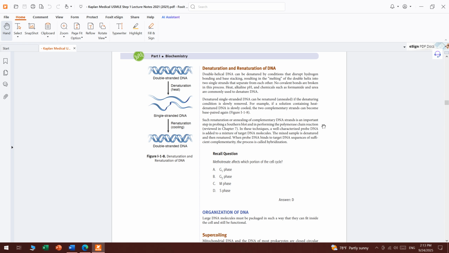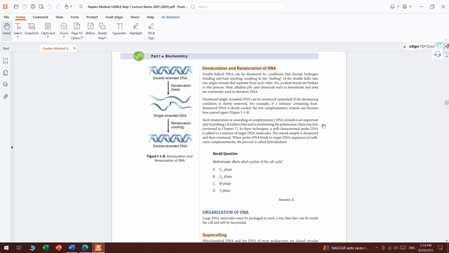This process of renaturation, or annealing of complementary DNA strands, is a fundamental principle in several important molecular biology techniques. For example, it is a crucial step in probing a Southern blot, where a labeled DNA probe binds to specific target DNA sequences on a membrane, allowing for the detection of particular genes. It is also essential in performing the polymerase chain reaction, where short DNA primers anneal to template DNA strands to initiate DNA synthesis. When a well-characterized probe DNA binds to target DNA sequences that share sufficient complementarity, this process is specifically termed hybridization.